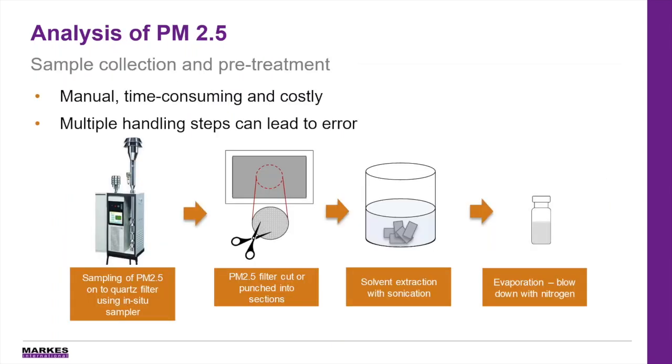Now, currently, PM2.5 analysis is generally carried out by sampling the PM2.5 onto a quartz filter using an in situ sampler like the one you can see here. This filter is then taken back to the lab and it's either punched or cut up into sections. Now, these sections are then solvent extracted with sonication. And finally, after they've gone through the solvent extraction stage, the solvent is blown down with nitrogen to concentrate up the compounds in the solvent.